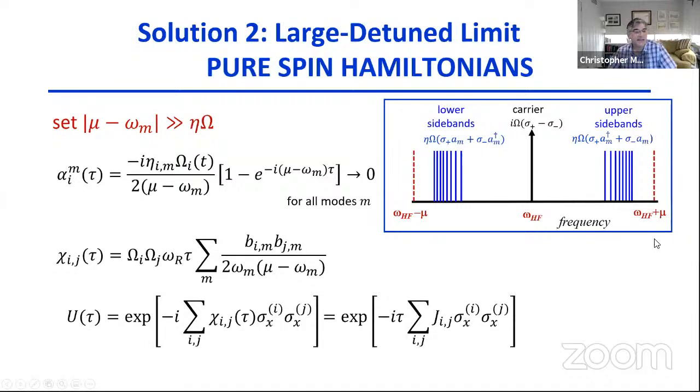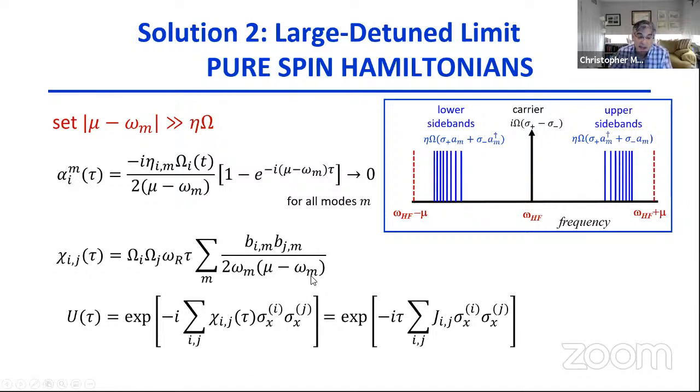When that's the case, the argument of the displacement operator, that is the amount of push in phase space, gets really small, because the detuning from each mode is much bigger than the Rabi frequency or the linewidth of these sidebands. So you can approximate these all as being 0. That makes the equation for the evolution operator a lot simpler. There are no phonons whatsoever. We only have this spin-spin interaction.